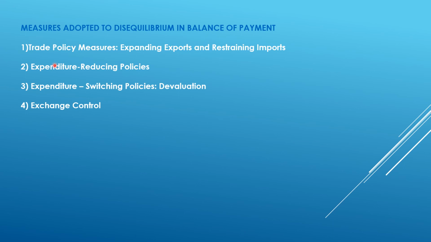The next measure is expenditure reducing policy. Another way to reduce import for reducing deficit in balance of payment is to adopt monetary policy that aims to reduce aggregate demand in the economy or in the market, which helps to reduce imports.